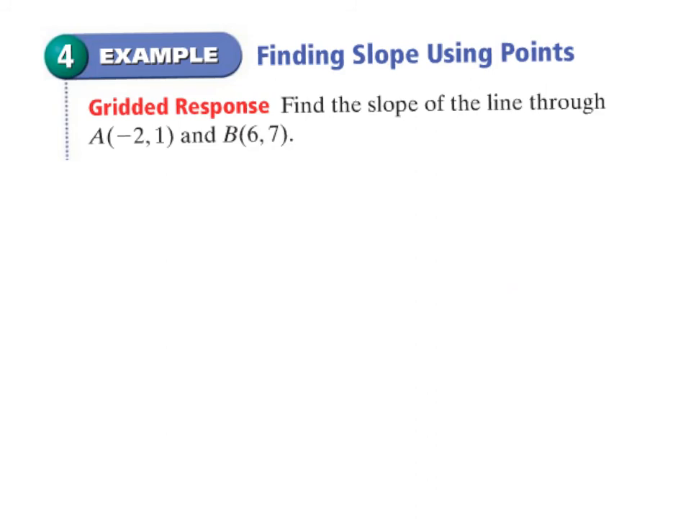Here's an example. I want you just to find the slope of this line. Now, you could graph this. You could take a and b, graph it, and then count up and over or down and over. You absolutely could do that. But we have a formula. Our formula, if you remember, is y2 minus y1 divided by x2 minus x1.